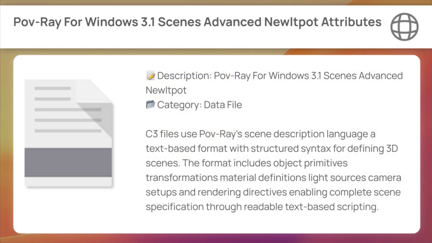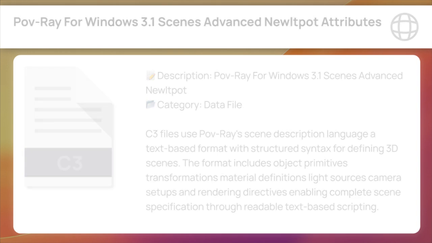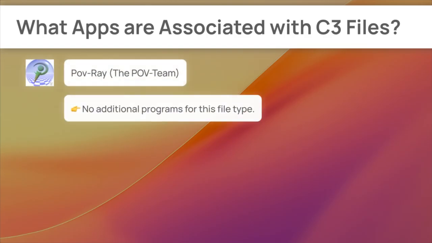C3 files use POV-Ray's scene description language, a text-based format with structured syntax for defining 3D scenes. The format includes object primitives, transformations, material definitions, light sources, camera setups, and rendering directives, enabling complete scene specification through readable text-based scripting. For full accurate reading of C3 data, rely on POV-Ray by the POV team.